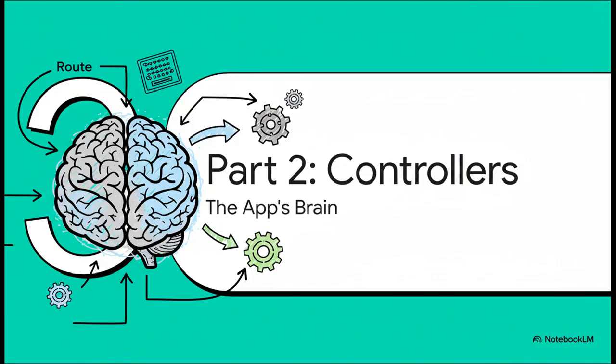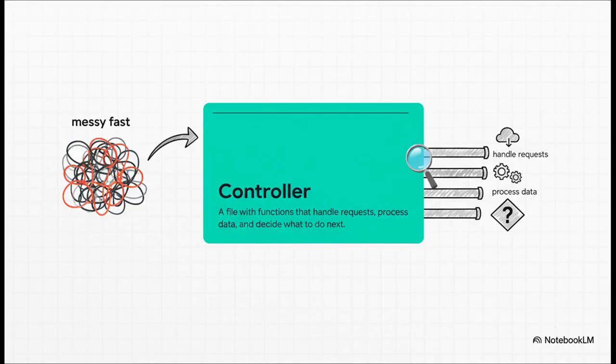If the route is the switchboard operator just making the connection, the controller is the project manager who actually takes the call and gets things done. Or an even better way to think about it, it's the brain of your application. And this is where things get really smart. See, instead of cramming all of your application's logic into that routes file, which would get messy fast, you move it into a dedicated controller. A controller's whole job is to take in requests, figure out what needs to happen, process any data, and then decide what the user should see next. It keeps everything clean, organized, and easy to find.